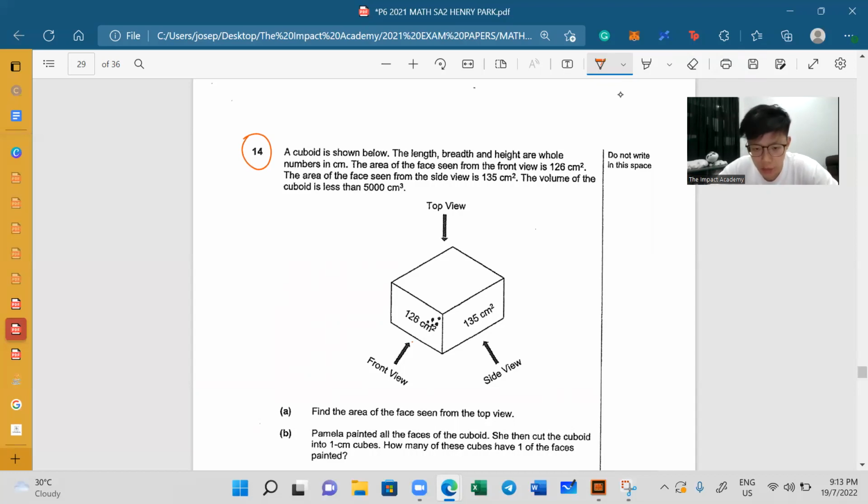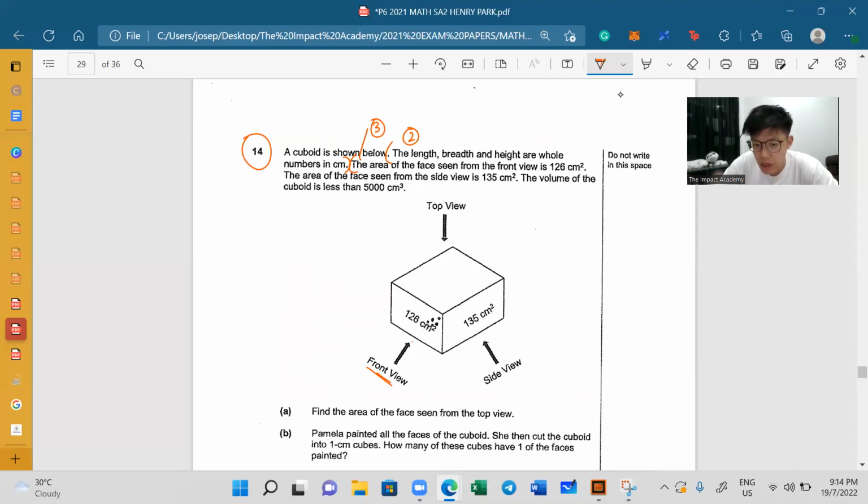A cuboid is shown below. This is the cuboid. The length, breadth, and height are whole numbers in cm. Later on you will understand why they are mentioning that. And then we move on to sentence number 3. The area of the face seen from the front view is 126 centimeters squared.